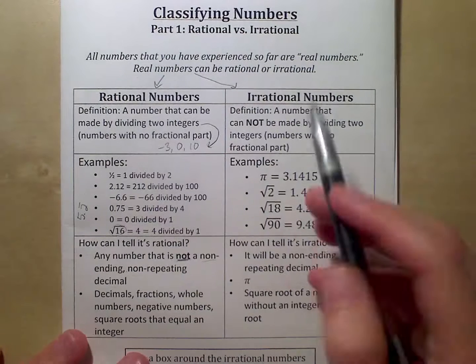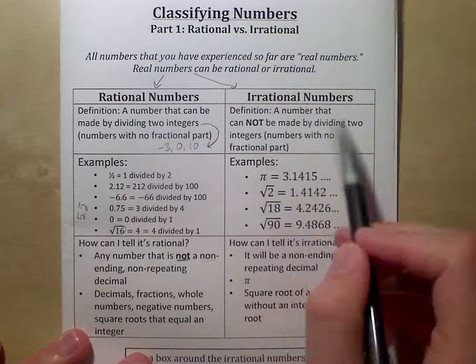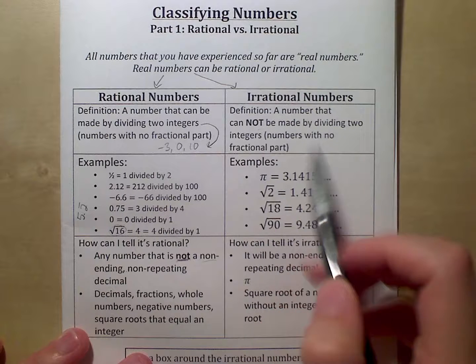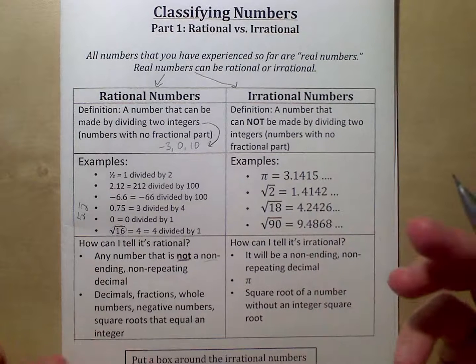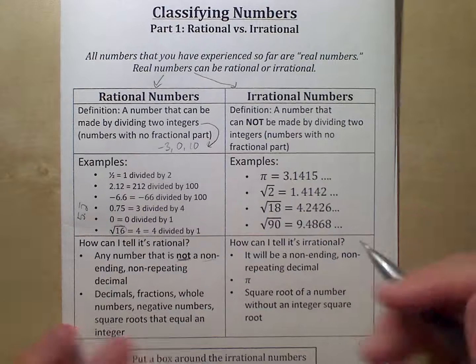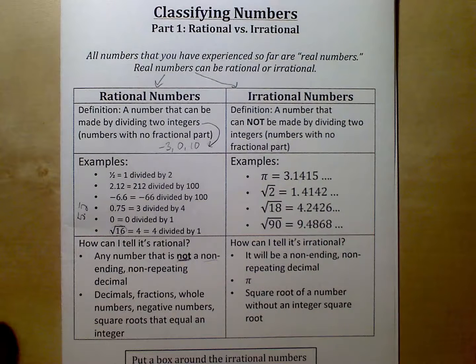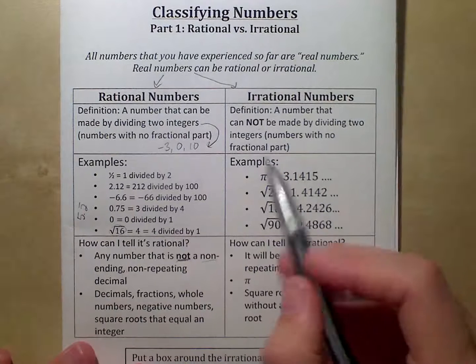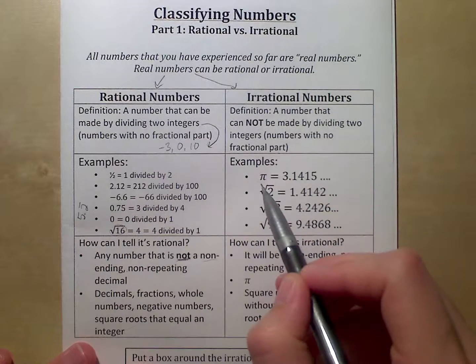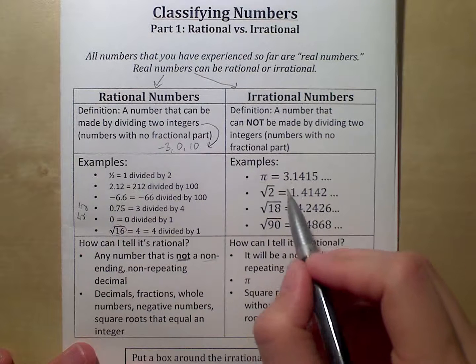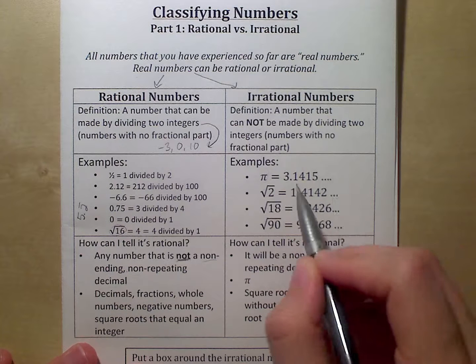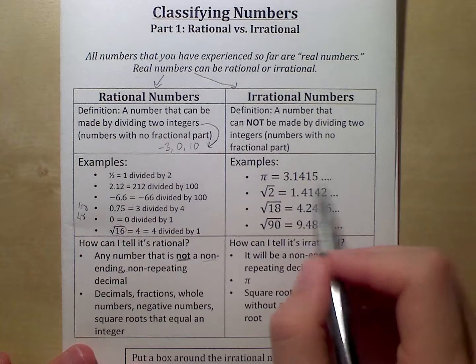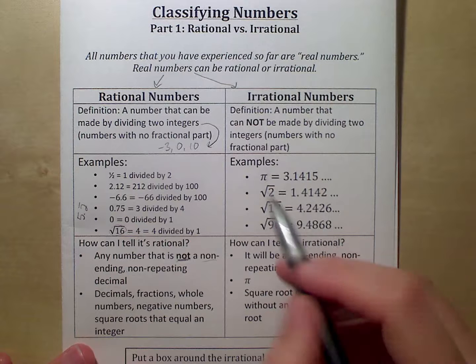Now, an irrational number is a number that cannot be made by dividing two integers. There are some pretty specific examples of irrational numbers. Most numbers that we work with are rational. Those are the numbers that we see all the time. So for irrational, there's just a few specific examples. Pi is the most famous irrational number. That's a decimal that goes on forever. It doesn't repeat, and it doesn't end. So pi is the most famous.